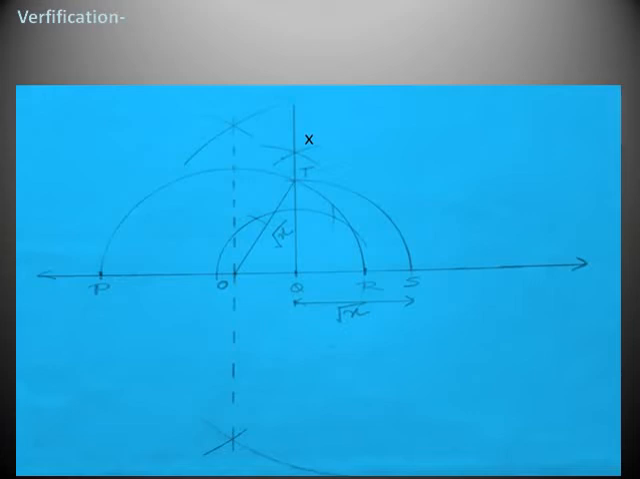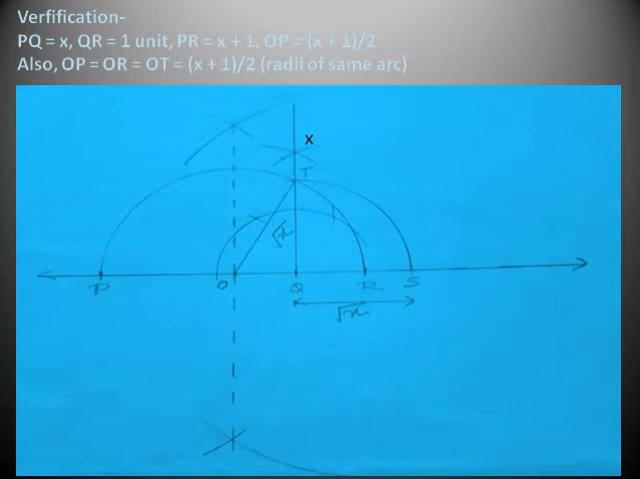Now we will verify our construction here. From the figure, just note down some measurements. Here PQ is equal to x units, QR is equal to 1 unit, PR is equal to x plus 1. As you can see, PR is equal to PQ plus QR, so PR will be equal to x plus 1. OP is half of PR, therefore OP is equal to (x plus 1) by 2.